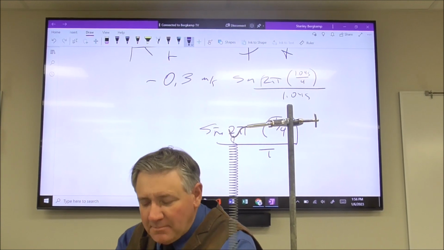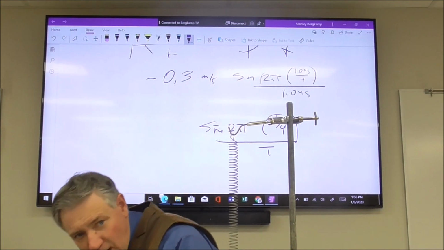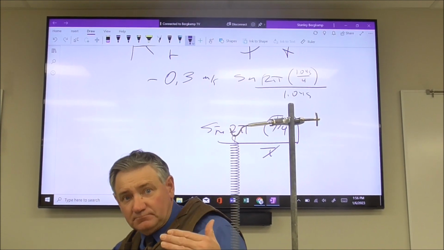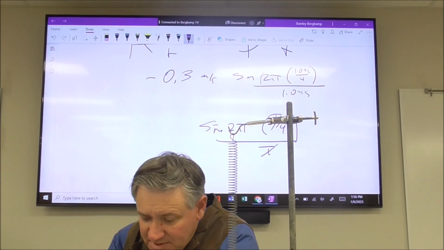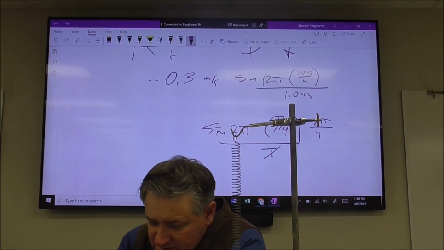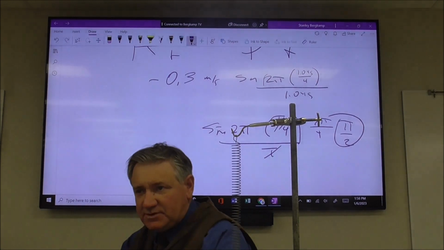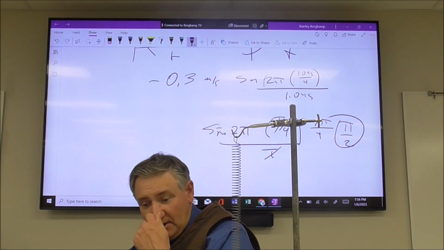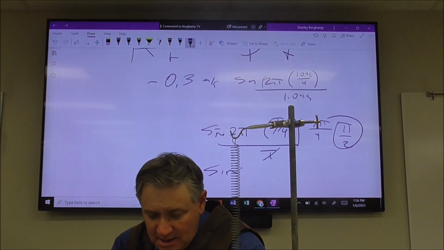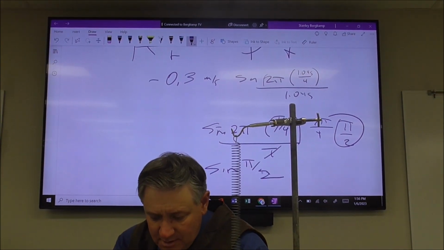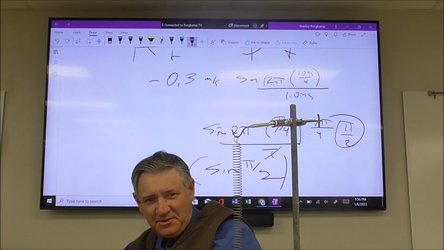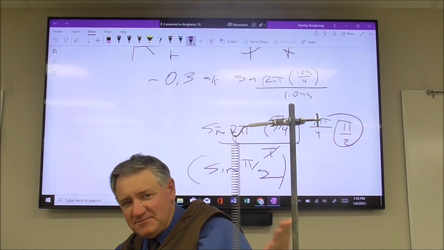Now, if you go with a more elegant approach, the t's cancel out, okay? And then you've got 2 pi over 4, which reduces to pi over 2. So then you're taking the sine of pi over 2 times negative 0.3. Voila, there's your new velocity.